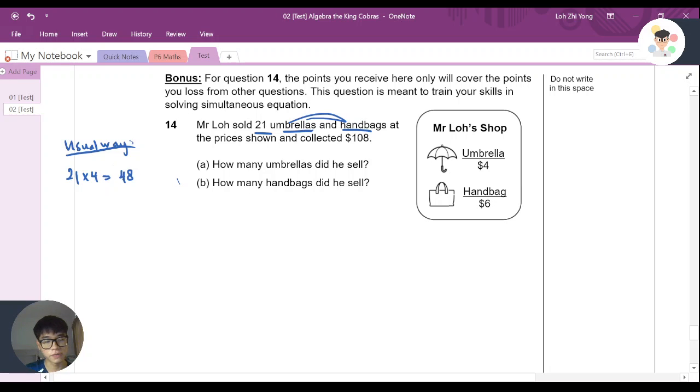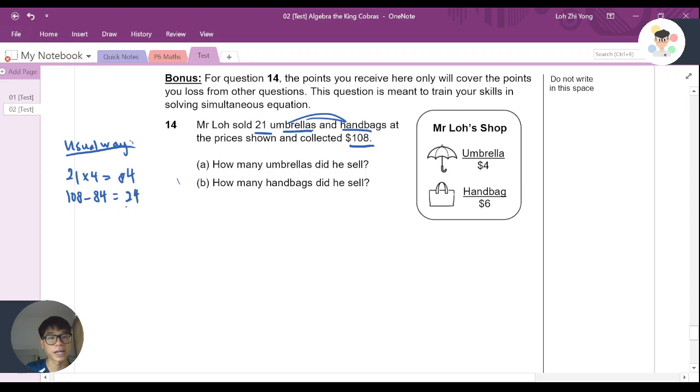So I actually get 84. My mistake, 84. However, I know that the real price that I collected is 108. It is far greater than 84. So let's try to see how much greater it actually is. So 108 minus 84, I know that it has an extra $24.